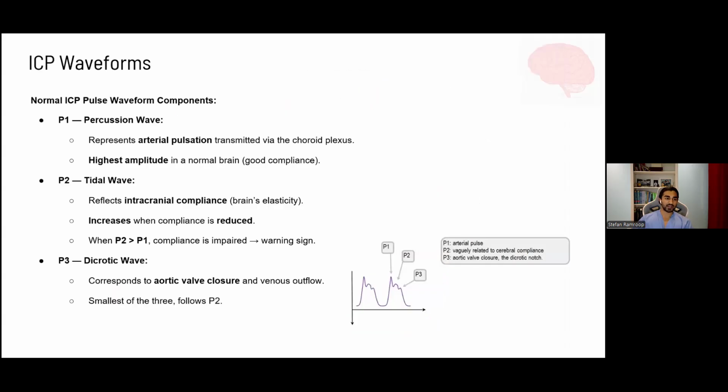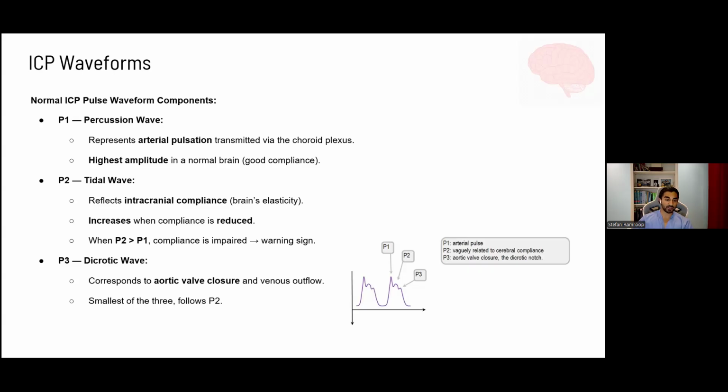So when you're doing ICP monitoring, you have different waveforms that you have to look at. The ICP trace mirrors the cardiac cycle. The first one is your P1 or your percussion wave. It represents the transmission of the arterial pulse from the choroid plexus into the CSF. And in a healthy, compliant brain, P1 is the tallest wave. Next is your P2 or your tidal wave, which reflects the brain's compliance, how much it can stretch and accommodate that pulse. And as your compliance worsens, the P2 rises and it can even surpass P1.